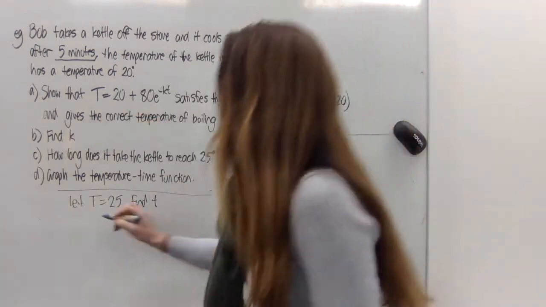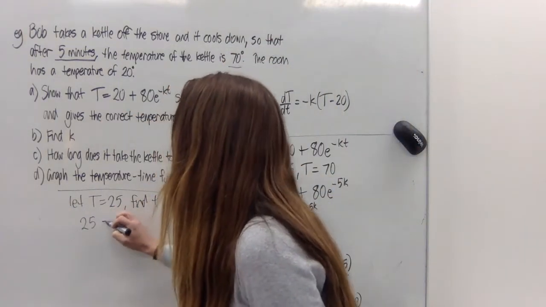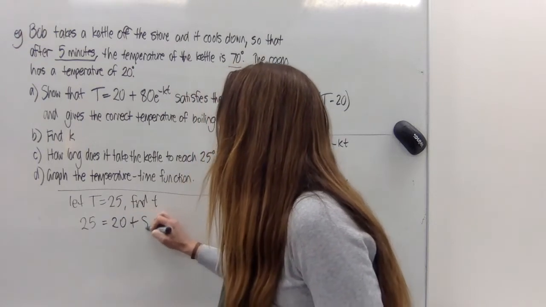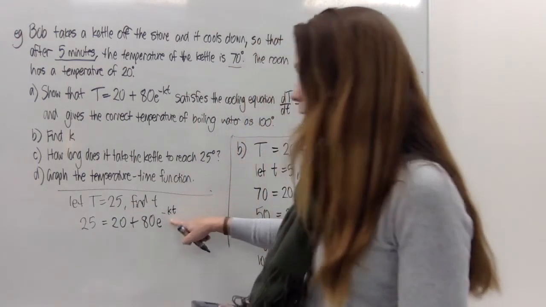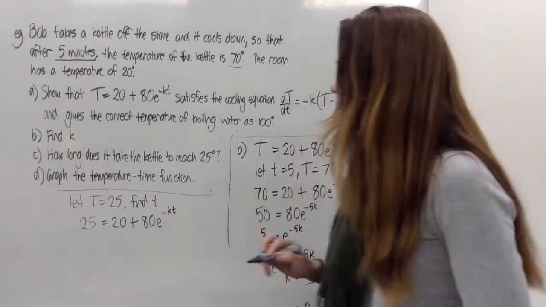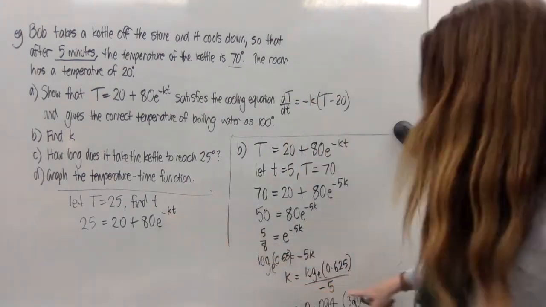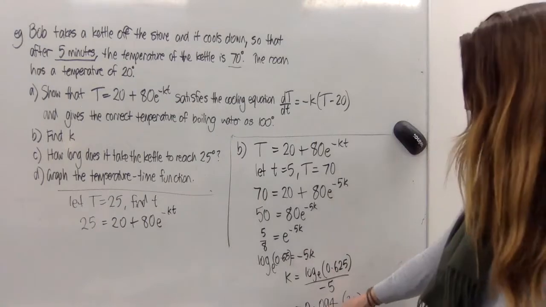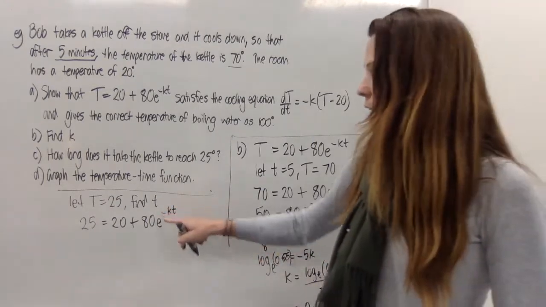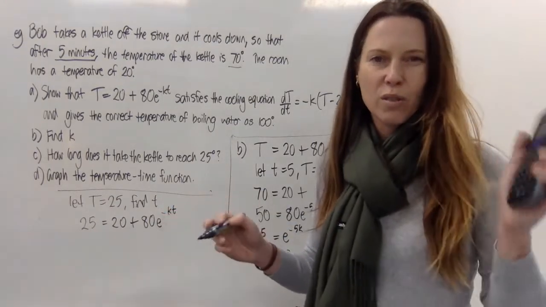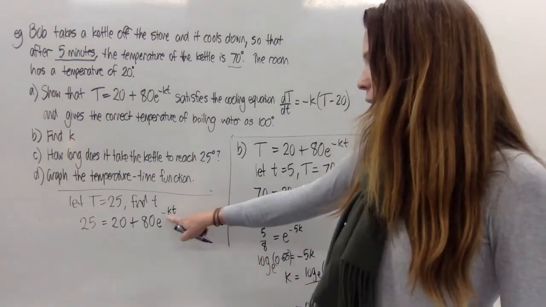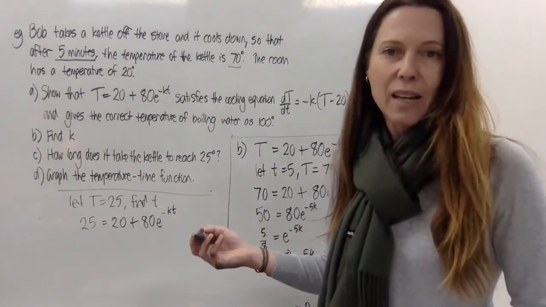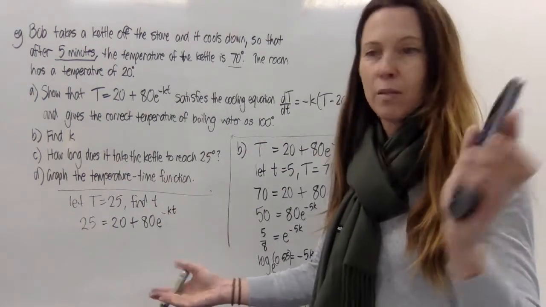So let's fill this in now. We've got 25 is equal to 20 plus 80 e to the minus kt, where we know what k is already. We've found that. Now, there's no need to write in minus 0.094 t, because then you're tempted to use a rounding off of it later. We want to use the exact value, and the quickest way to write this thing is just to write k. And then when you need to use it, you can just put k in.